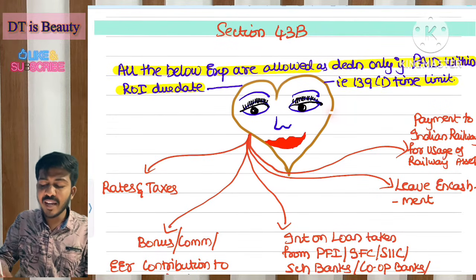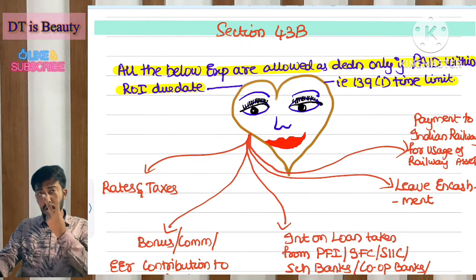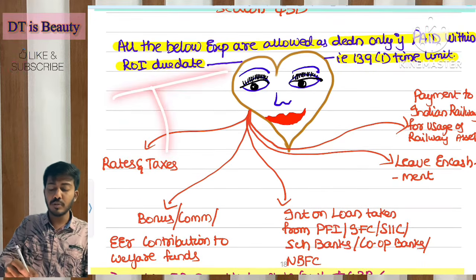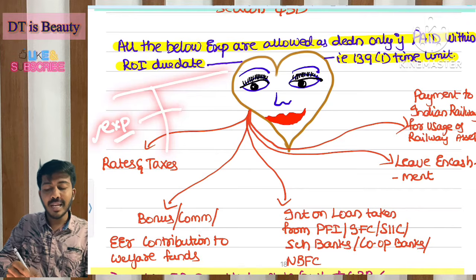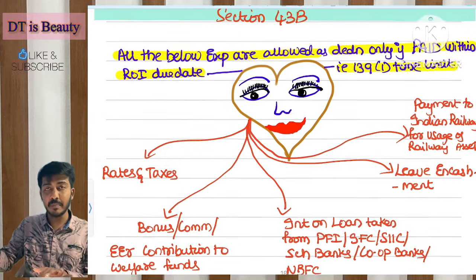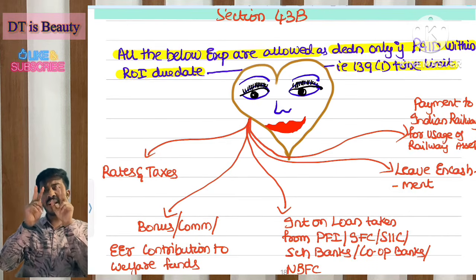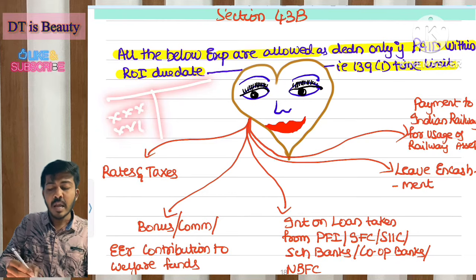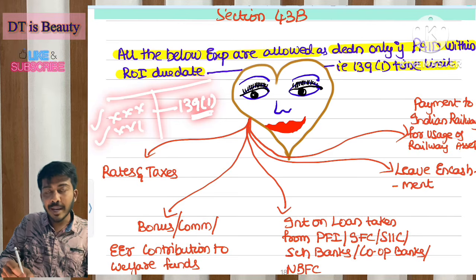43B is a lively and a lovely lady. It has attraction on certain incomes. On whomever this lady gets attracted, those expenses will be allowed as deduction in the P&L only if they are paid within the 139 one-time limit. True? Yes or no? Again, I'm repeating. 43B lady has love towards certain expenses. Whatever it loves, if those expenses are present on the P&L debit side, it will be marked as a tick only if they are paid within the 139 one-time limit.